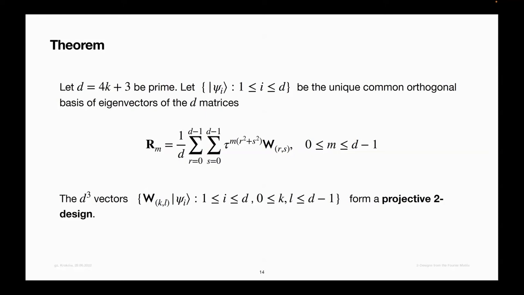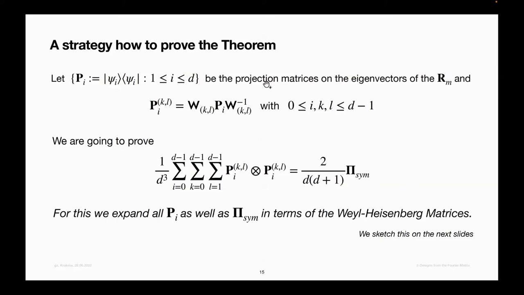Okay, the strategy of the proof. We take these eigenvectors and make the rank one projectors for them. And then we apply the Weil-Heisenberg group to each of these vectors. So that's how we get these d to the power of three projectors. And what we are going to prove is, we take the formula which I mentioned before. We take the tensor products of these projectors with itself, sum them up over the d to the power three elements, and this should be this expression on the right side. That's the strategy of how to prove it.